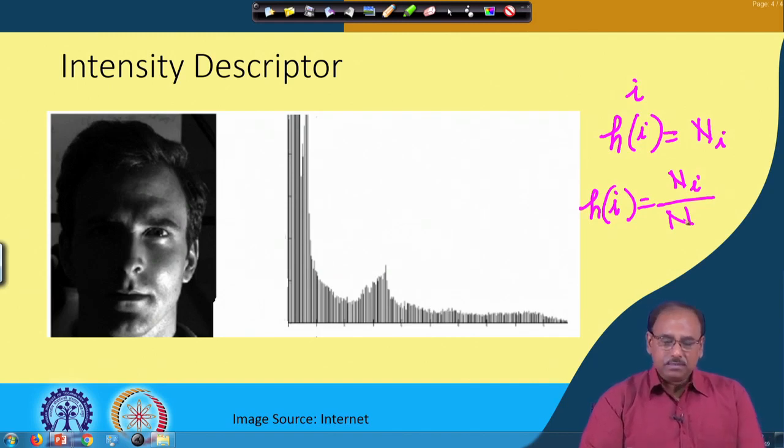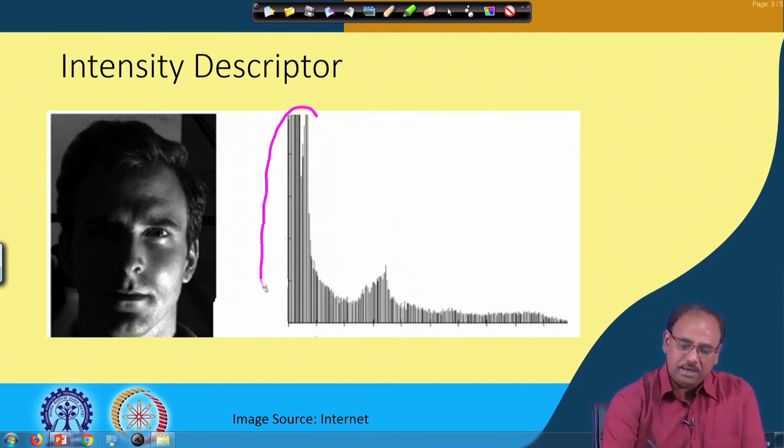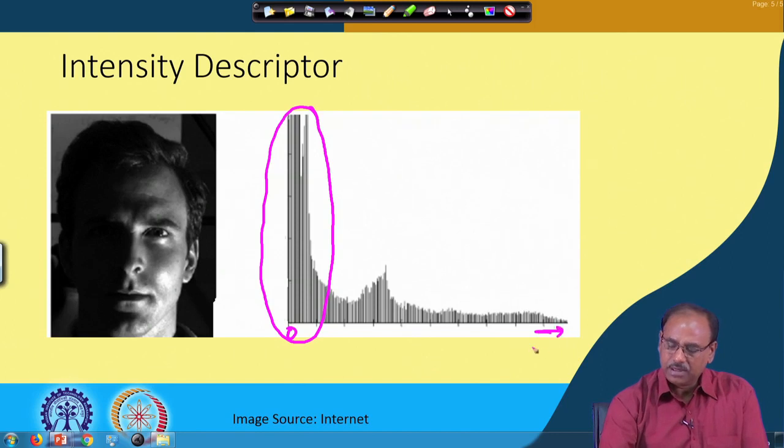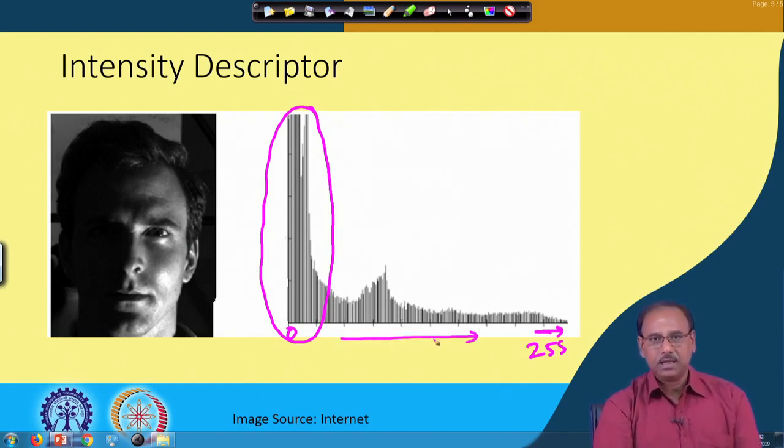So, here you find that in this particular image, most of the pixels have intensity values which are on the lower side. On this side I have intensity 0, on this side I have intensity 255, that is the maximum intensity value, and in between the intensity values change accordingly as per this scale.